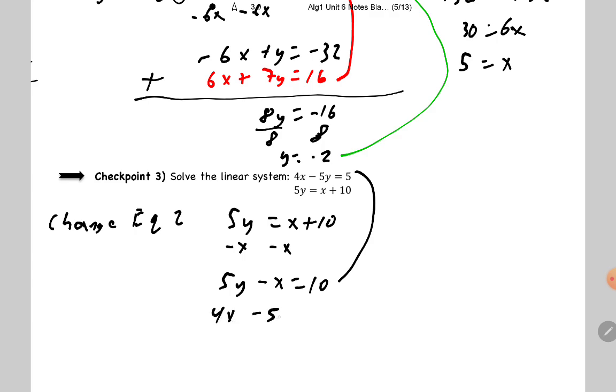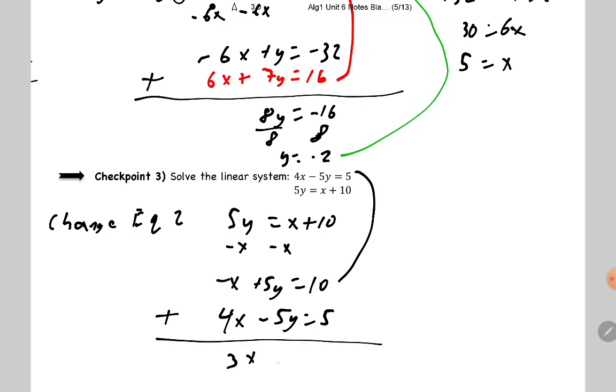Okay, this is going to go down here. Oh, let me rearrange this. So this is negative x plus 5y. And this is 4x minus 5y equals 5. So now I can add these together. 3x equals 15. So x is 5.